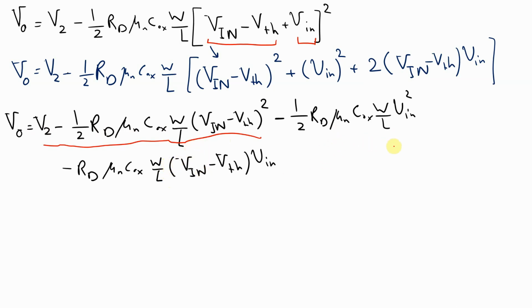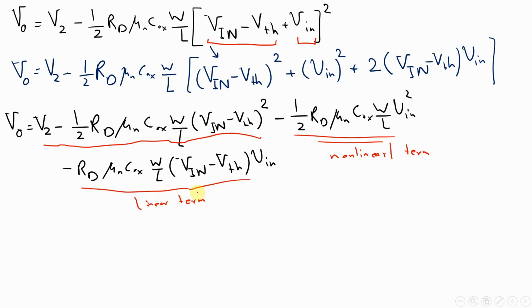This one in here is a nonlinear term. Why nonlinear? Because we have v in to the power of 2. But here we have a linear term, which is a desired term that we're looking for, because we have v in output, and we have just a constant coefficient times v in. So this term is a desired term that we're looking for, but this is unwanted. This is what we're looking for. This is what we have, and we have to calculate the distortion from this term.